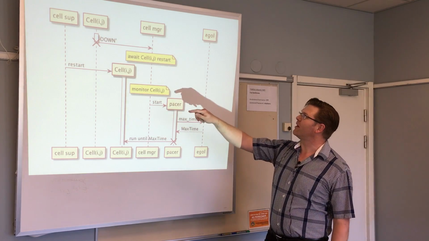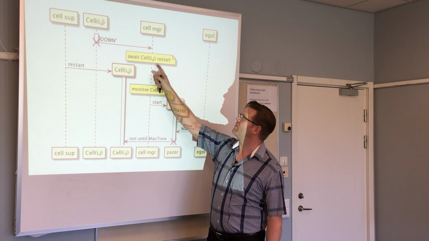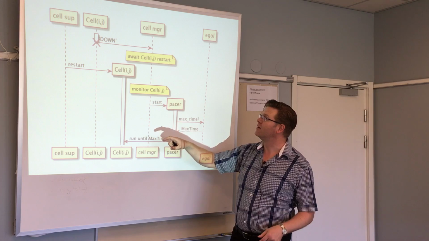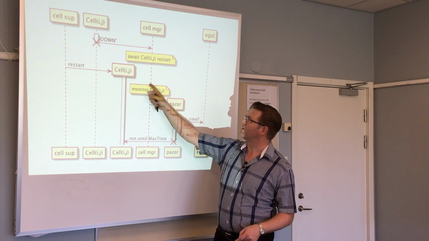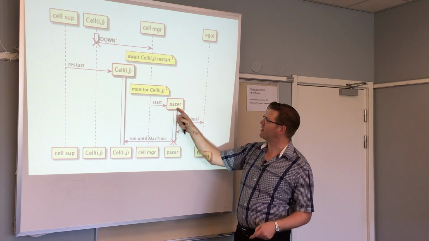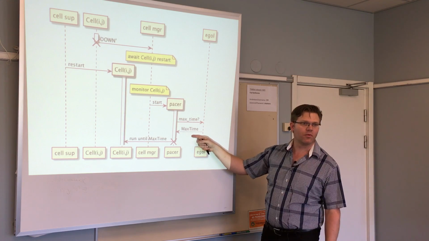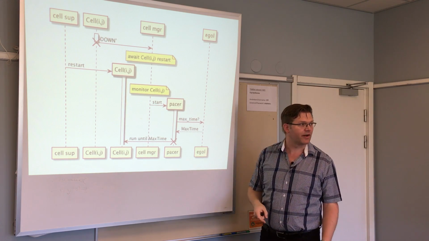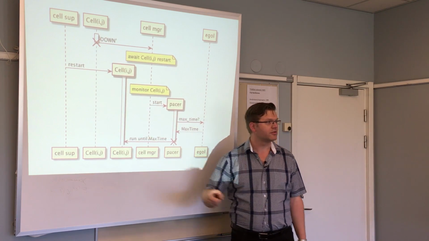There. So here we have the cell, it's going down. The cell manager is then doing a little bit of a wait for that cell to be restarted, because when the cell supervisor restarts the cell, it actually registers again here, and then it starts monitoring it, and then it starts a pacer thing that will go and figure out what's the global max time here. What is the first one of the cells has advanced, and then you just tell that new cell, run until you reach that max time.